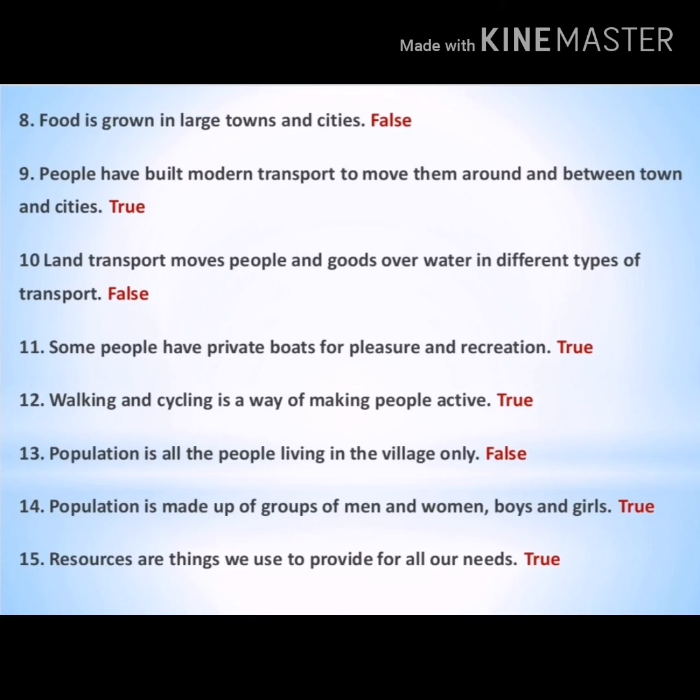Number 11, some people have private boats for pleasure and recreation. That is true. Number 12, walking and cycling is a way of making people active. That is true. Number 13, population is all the people living in the village alone. That is false because population is all the people that live in a country. Number 14, population is made up of a group of men and women, boys and girls. That is true. We say that all genders make that.